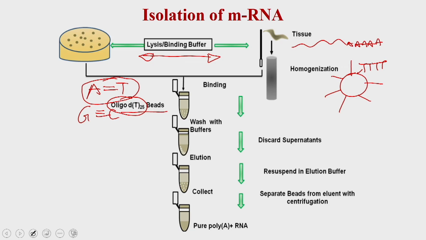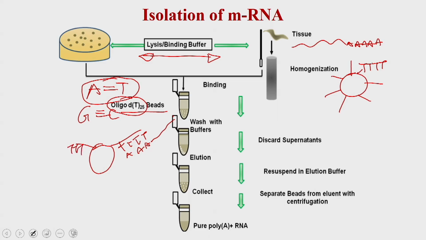So, these beads are going to bind your RNA which is present in the supernatant. You can imagine that it is going to be like this. If one messenger RNA binds to one tail, then the second will bind to the other one, like that.